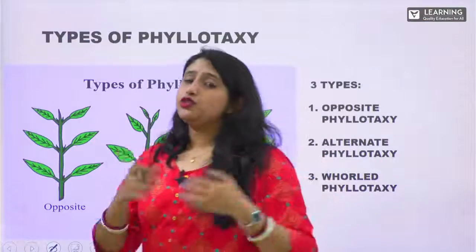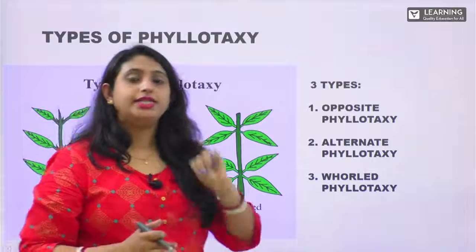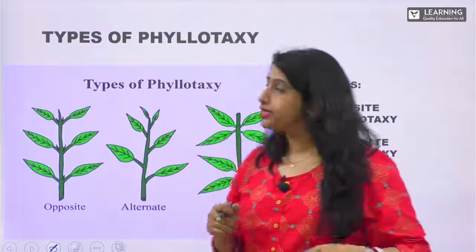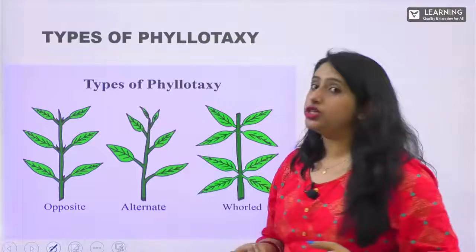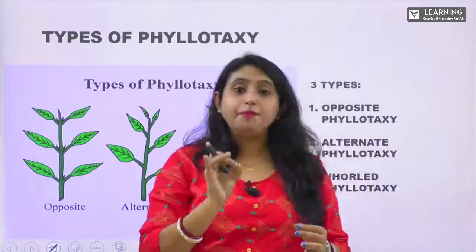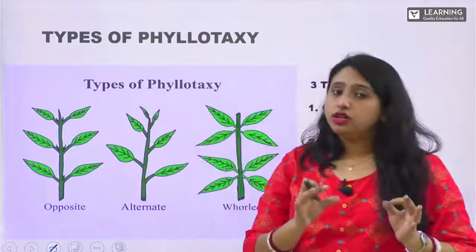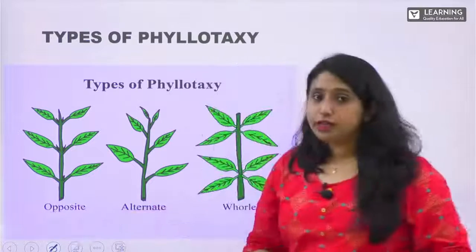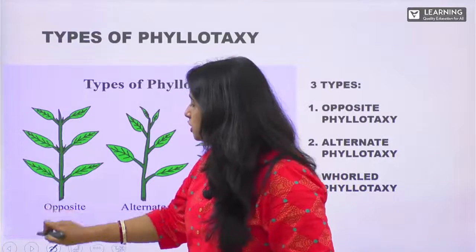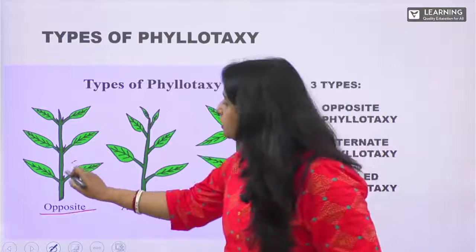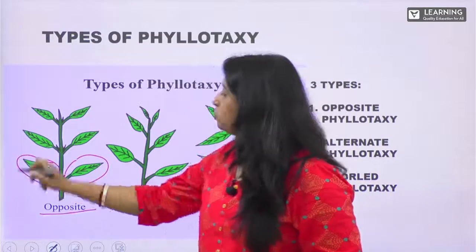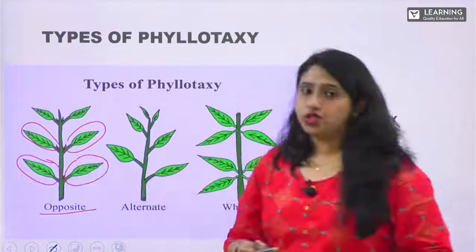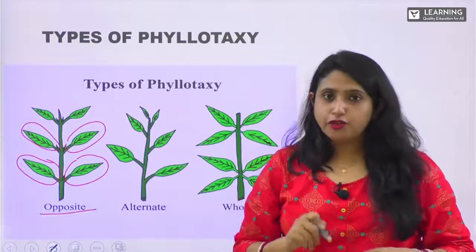Now, again, this phyllotaxy is divided into three types. There are three types of phyllotaxy. So, what are the three types of phyllotaxy? As you can see in this picture, how the leaves are arranged in the stem or the branches. So, based on that, there are three types of phyllotaxy. One is your opposite phyllotaxy. So, what is this opposite phyllotaxy? You can see the leaves are exactly on the opposite side. Here the leaves are arranged on the opposite side in the branches, right? So that is your opposite phyllotaxy.